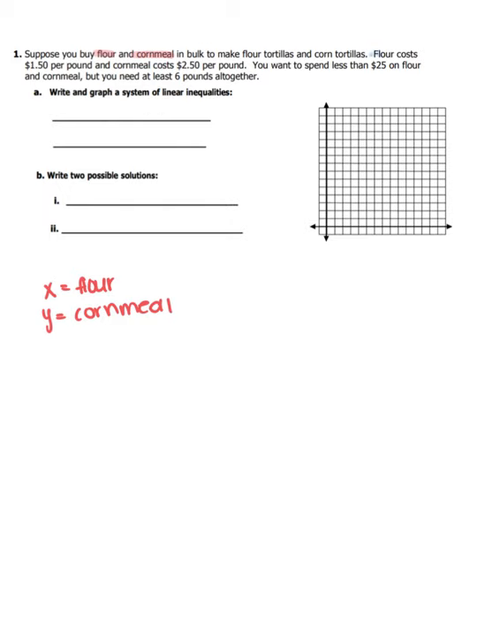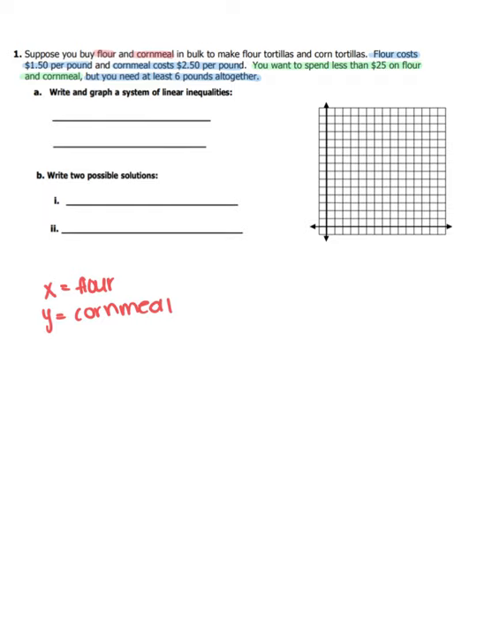It says that flour costs $1.50 per pound and cornmeal costs $2.50 per pound. And I want to spend less than $25 on flour and cornmeal. So that's something else given about the cost of these things. And then it also says I need at least 6 pounds altogether. So that's something else talking about the weight as well. So we can make two equations.